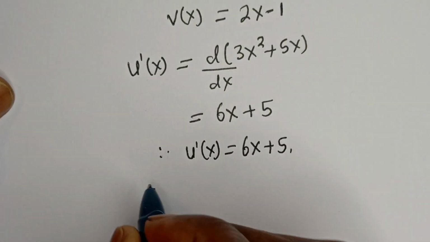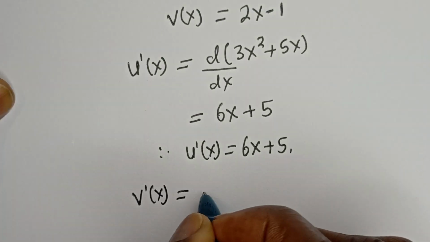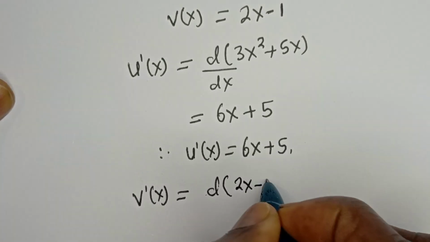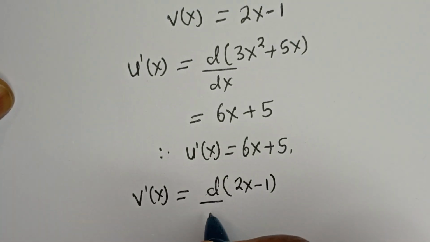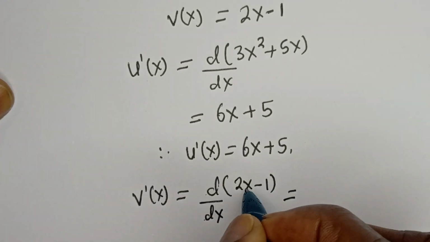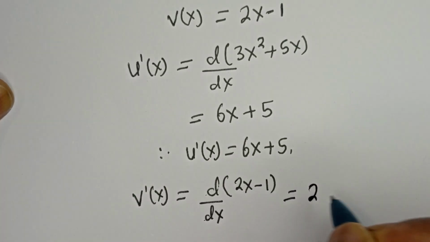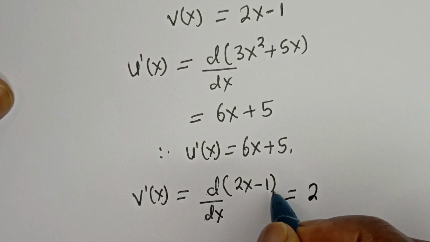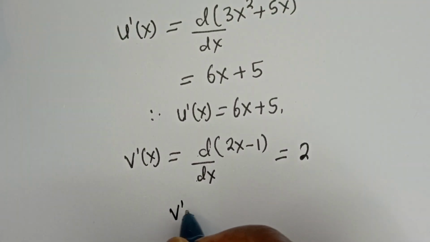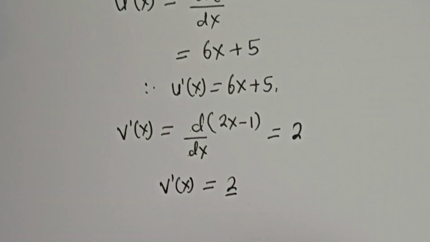Also, v prime of x is equal to the derivative of 2x minus 1 with respect to x. This is equal to, the derivative of 2x is, if you differentiate 2x, we have 2. And if you differentiate 1, we have 0. So, v prime of x is equal to 2.